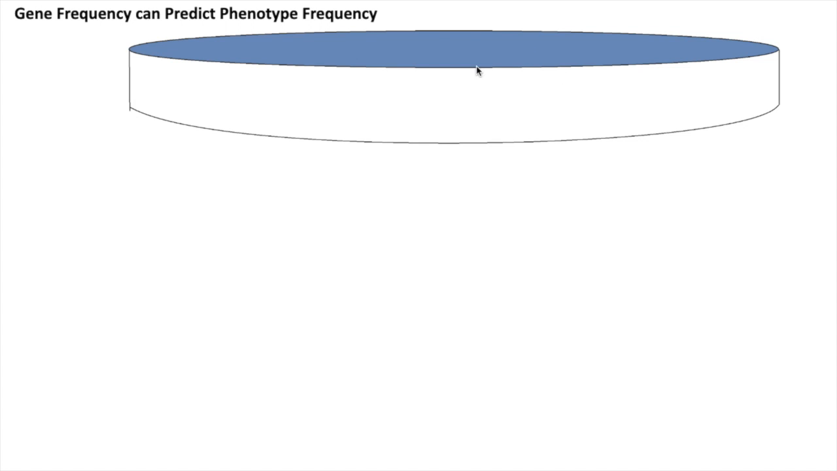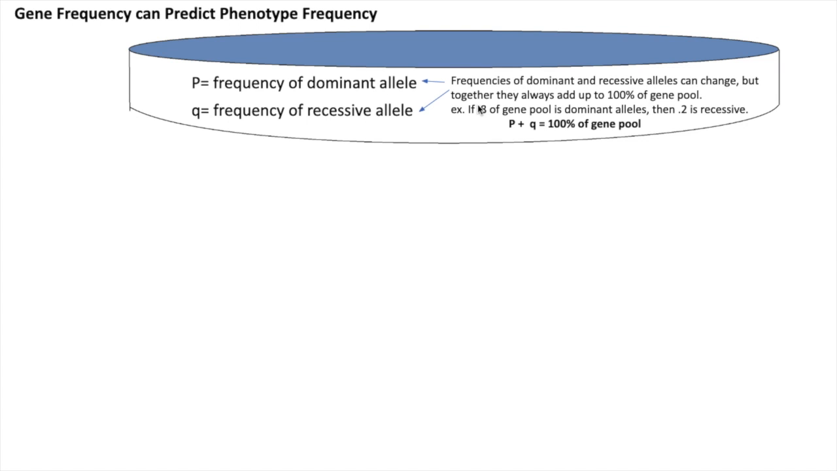So you guys have learned that biologists studying evolution care about the frequency of dominant and recessive alleles in the gene pool. So here we'll represent the frequency of dominant alleles as the letter P, and we'll represent the frequency of recessive alleles as the letter Q. And while these frequencies can change over time or across different populations, the frequency of dominant and recessive alleles will always add up to 100%. So for example, if 80% of the gene pool was made of dominant alleles, then we could assume that the other 20% of the gene pool was made of recessive alleles.